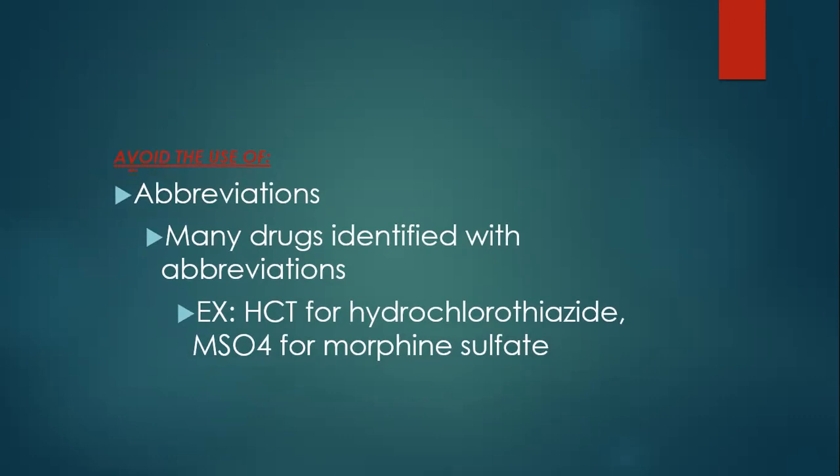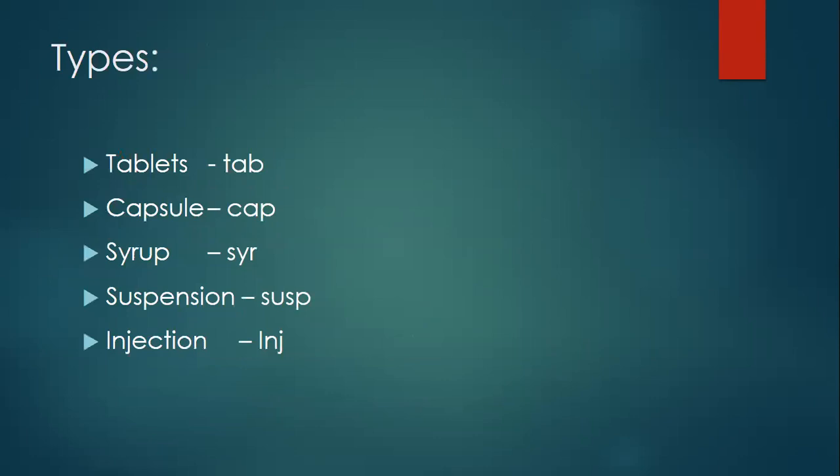Avoid abbreviations. Many drugs are identified by abbreviations. Only use the standard abbreviations. HCT is for hydrochlorothiazide, MSO4 is for morphine sulfate. But usually you should avoid these abbreviations because they may lead to confusion. Not everyone is aware of these, even the internationally recognized abbreviations. So it's good to write down the whole of it.